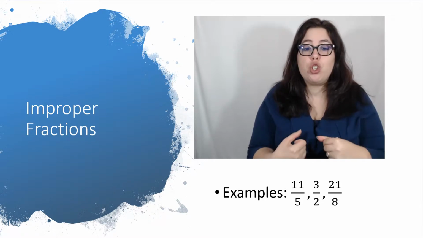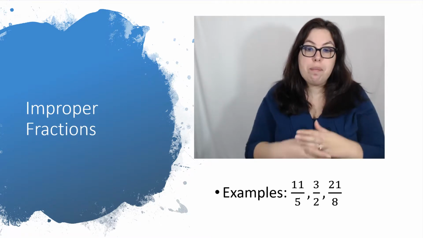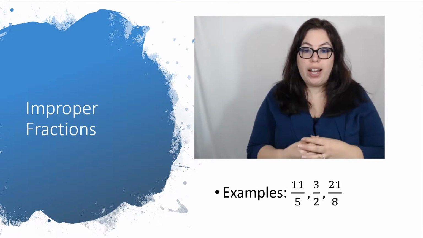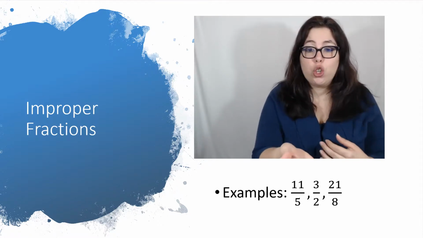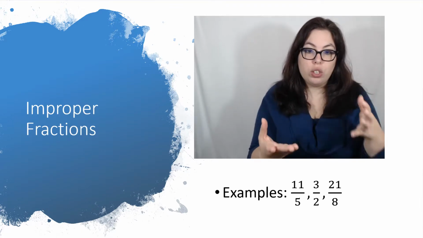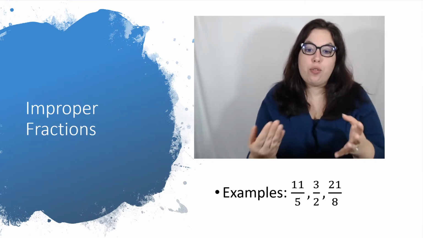Same with 3/2. It's saying that I have 3 cookies. 2 make 1 bag of cookies, so I have more than 1. And again with 21/8, I have 21 cookies, 8 cookies make a pack, so I can make some packs of cookies. So I have more than 1 pack of cookies. So that's what an improper fraction is.